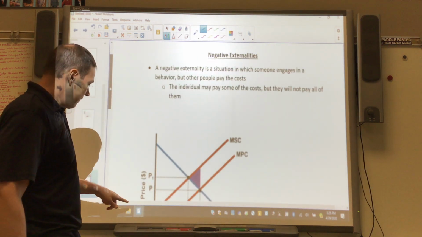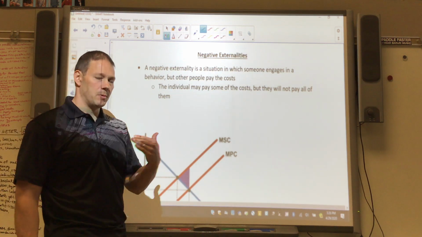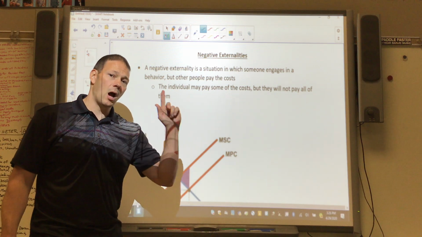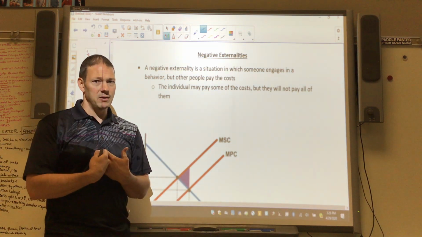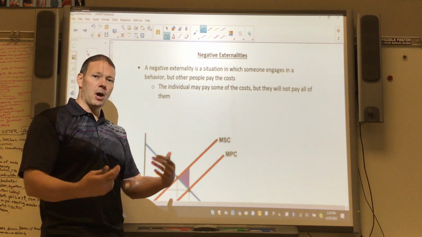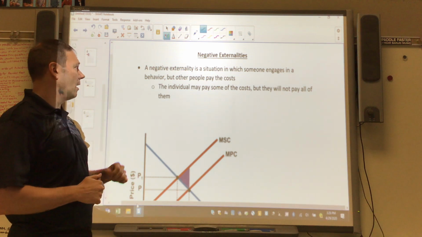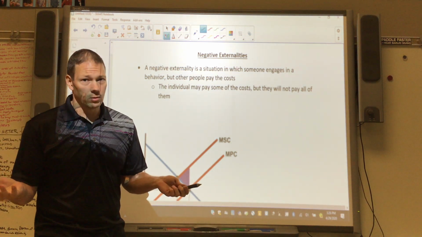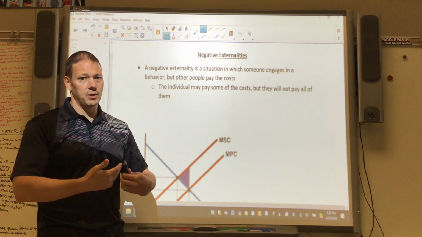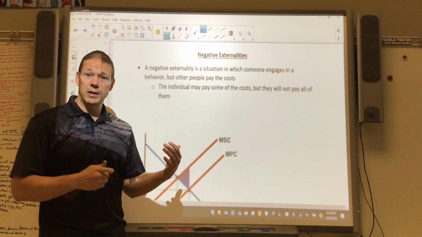On the other hand, you have a negative externality, same concept, except we're talking about not benefits but costs. Somebody engages in a behavior and other people pay the cost of that. Okay, so again, it's not that the individual doesn't pay the cost, but other people pay it as well. Okay, so good examples of negative externalities would be basically anything illegal, right? If I'm going to steal something, I'm stealing, but somebody else is paying the cost for that. Things like drinking and driving.